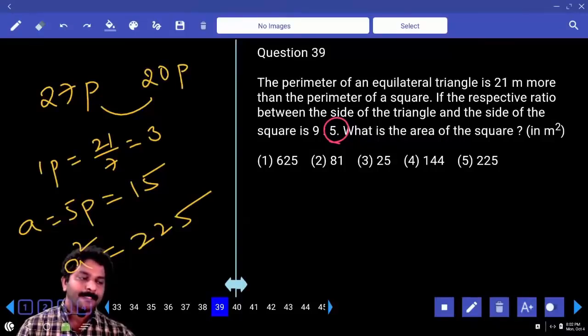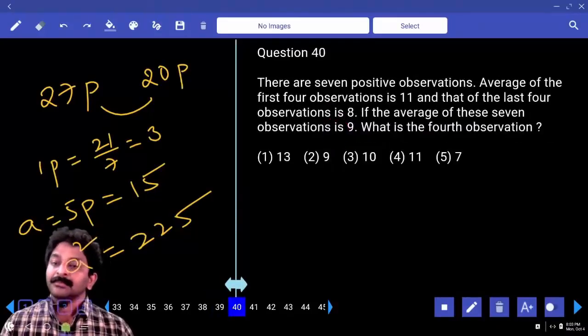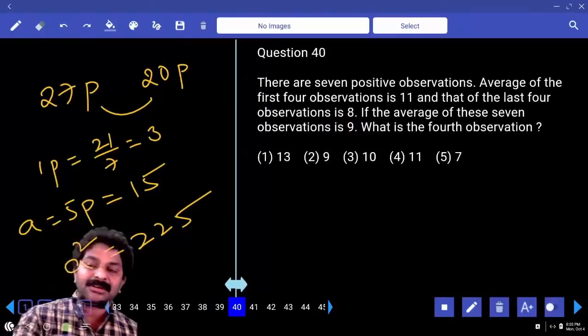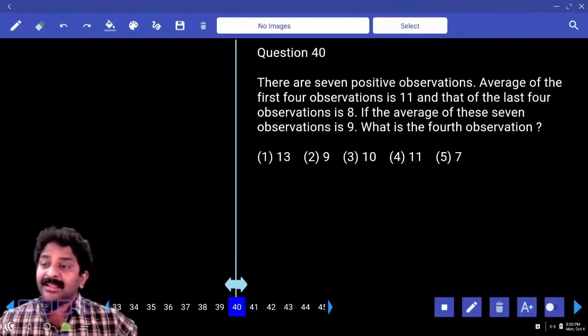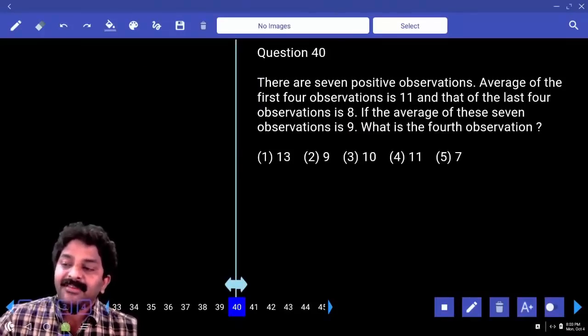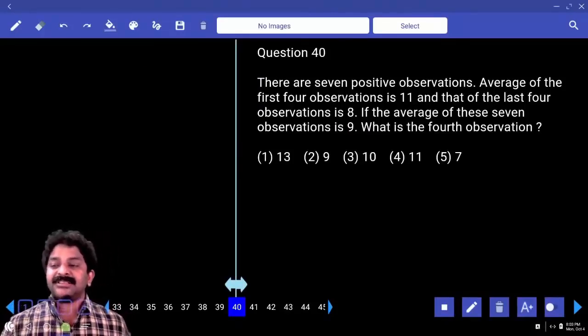Next, 40th. There are 7 positive numbers. The average of the first 4 numbers, first 4 observations, is 11, and that of the last 4 observations is 8. If the average of 7 numbers is 9, what is the fourth number?